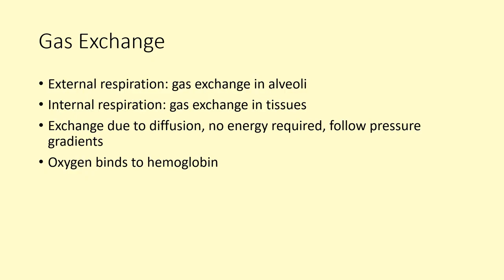External respiration refers to the gas exchange that occurs in the alveoli. Internal respiration refers to the gas exchange that's occurring in the tissues. So the gas exchange is due to diffusion. No energy is required, as we just saw. In the alveoli, it follows the pressure gradients. And so the pressure gradient basically is going to be opposite in the tissue so that the oxygen is going to flow out of the blood into the tissues and the carbon dioxide is flowing from the tissues into the blood. So how is oxygen going to be carried? It's going to bind to the hemoglobin.